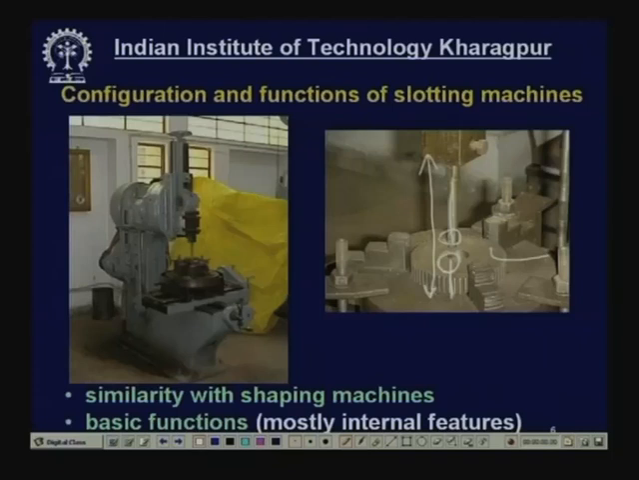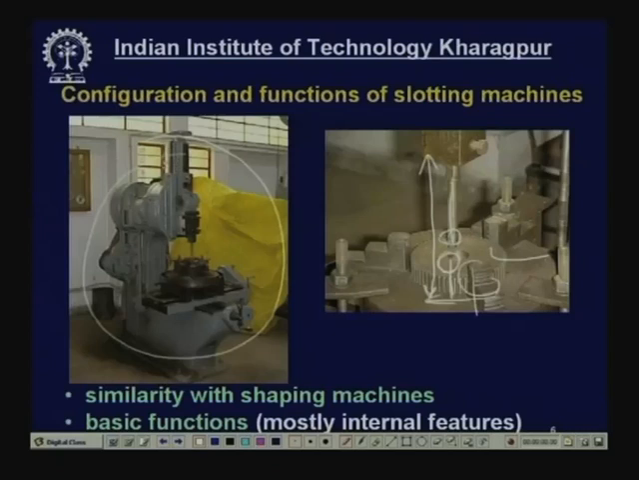A slot has to be cut along the axis by this cutting tool, which has to reciprocate. So, here we find that the cutting tool reciprocates at high speed giving the cutting motion, and the workpiece is moved either in this direction or in this direction, or rotated slowly, and these are called feed motions. This is the configuration of the slotting machine.